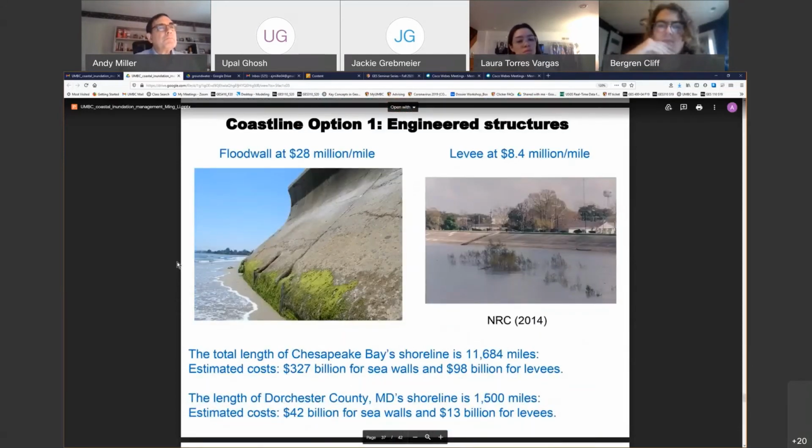So how do we protect places like Chesapeake Bay from future flooding? Are we going to build flood walls? Is that the estimate of the cost here? Chesapeake Bay has a very long shoreline, so it works out to be $327 billion for seawalls, and almost $100 million for levees. Even a place like Dorchester County has 1,500 miles of coastline. It will be a tremendous cost for this rural county. Next slide, please.